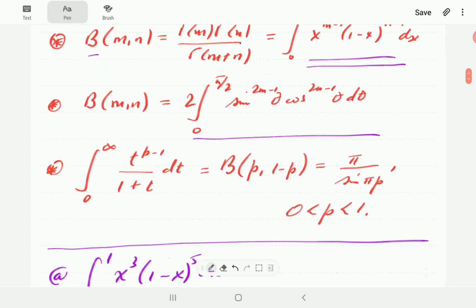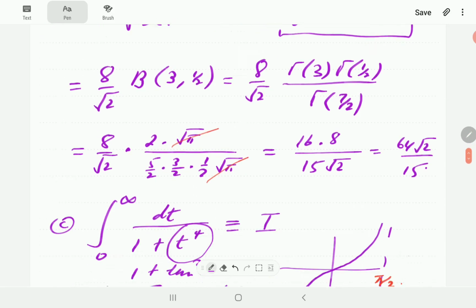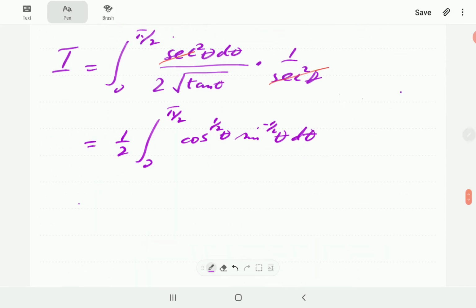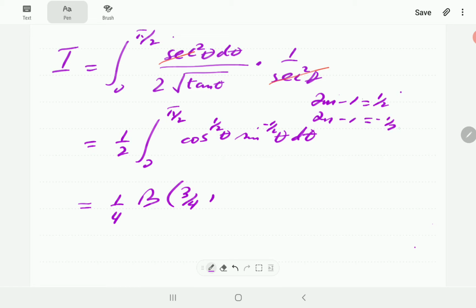Now notice that this is equal to 2. We have got a half, so if you divide by 4 on both sides, then it's telling us that this thing is going to be 1 over 4 beta of. Now if 2m minus 1 is 1/2, then m is going to be 3 over 4. And then if 2n minus 1 is negative half, then n is going to be 1 over 4.